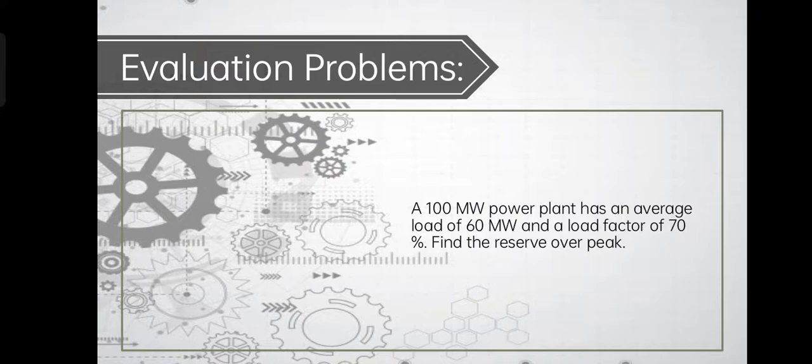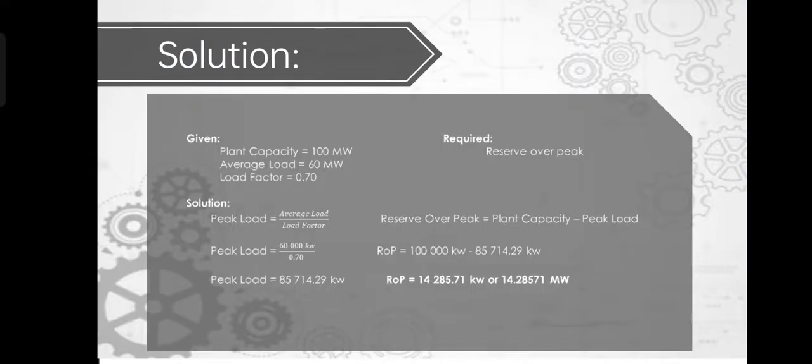The next problem: a 100 megawatt power plant has an average load of 60 megawatt and a load factor of 70%. Find the reserve over peak. So the solution for this: plant capacity is equal to 100 megawatt, average load is equal to 60 megawatt, and the load factor is equal to 0.70, and we are finding the reserve over peak.